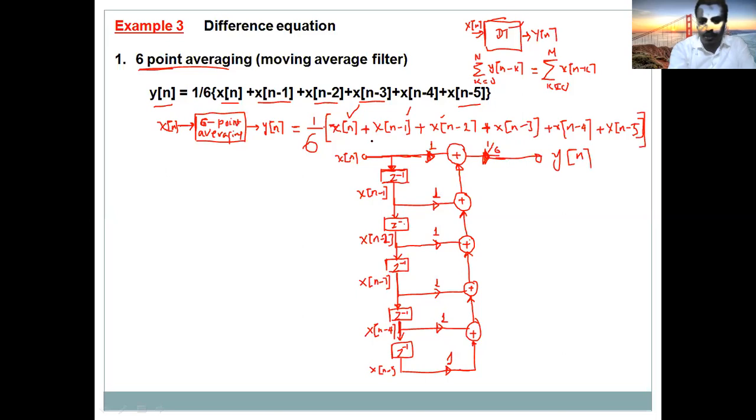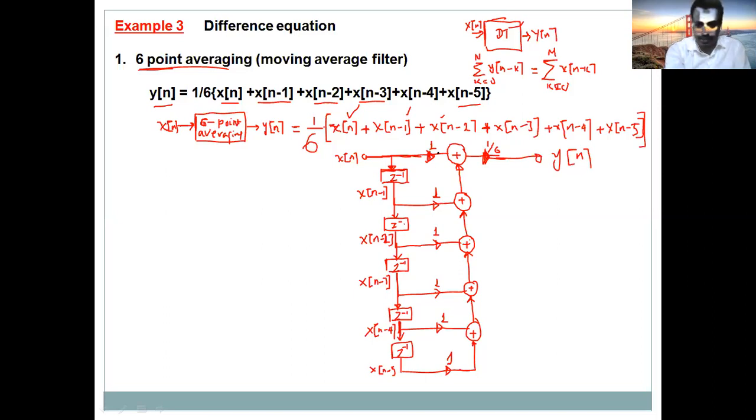So look here. Y of n is the average of the 6 most recent inputs. Average means summation divided by the number of samples, right? Here, how many samples? 6. X of n, x of n minus 1, up to x of n minus 5. X of n is the present input, then from x of n minus 1 up to n minus 5 are the last inputs, all added together. Average means divided by the number of samples. There are 6. We get the average. That's why this system is called a 6-point averaging system.